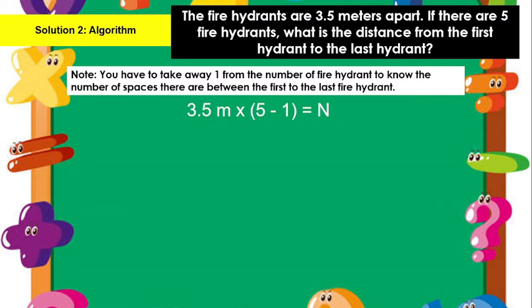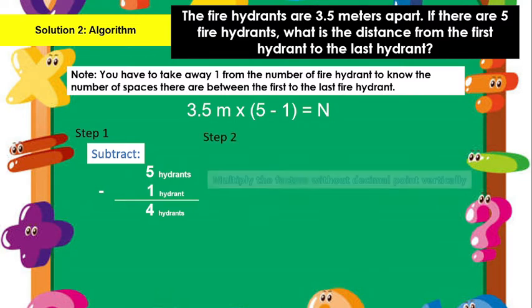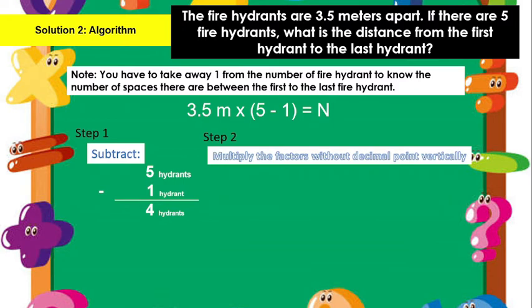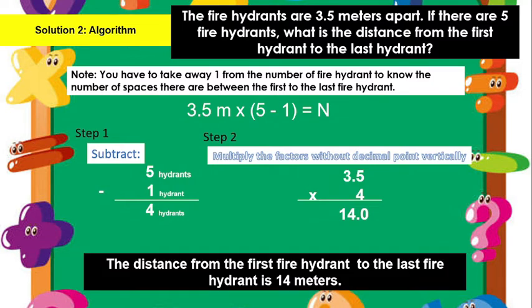So what would be our first step? For our step 1, we have to subtract 5 hydrants minus 1 hydrant. So that is 4 hydrants. Very good. Now for our step 2, we have to multiply the factors without the decimal point vertically. So we have here 3.5 multiplied by 4. So the answer is 14. So therefore, the distance from the first fire hydrant to the last fire hydrant is 14 meters.